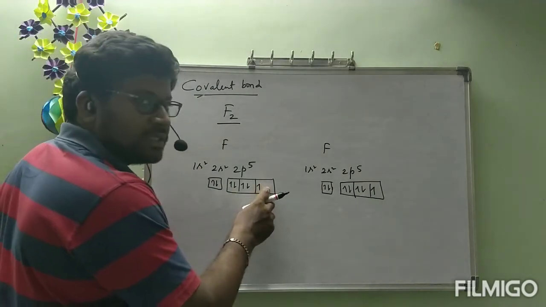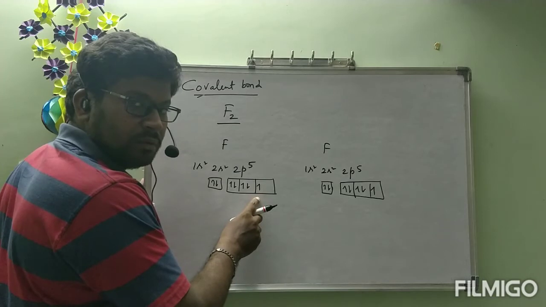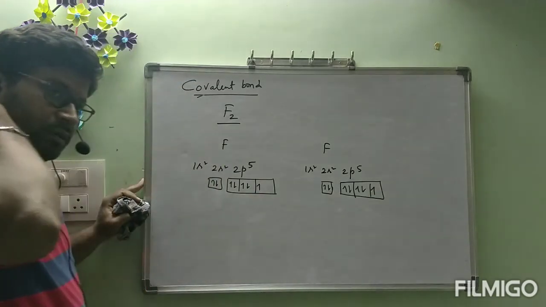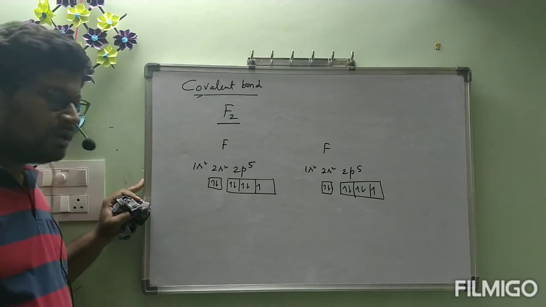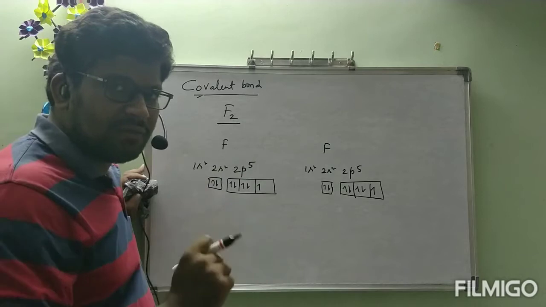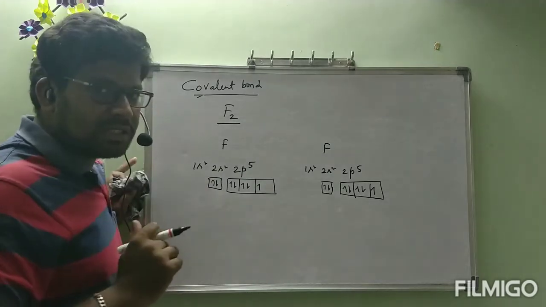Which orbital has 1 electron? P orbital. Here also, which orbital has 1 electron? P orbital. Now, before going to that orbital showing, that one I will show later. Now, by using Lewis dot symbols, I will show.